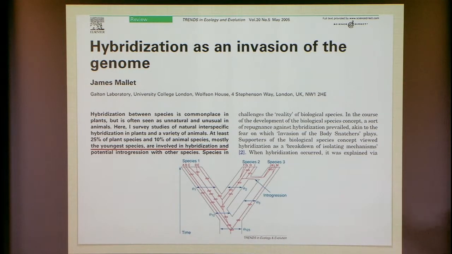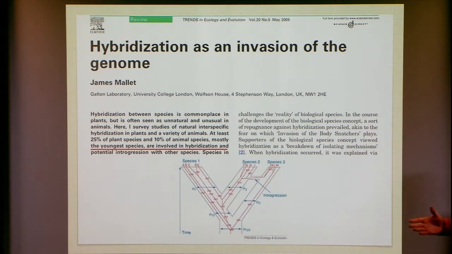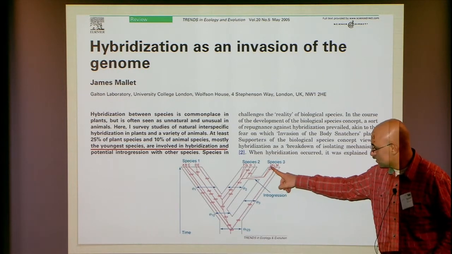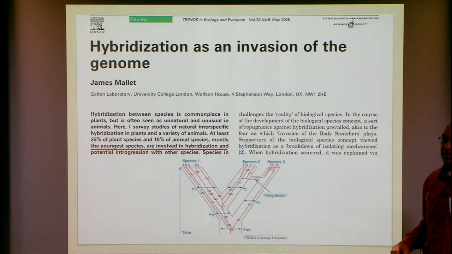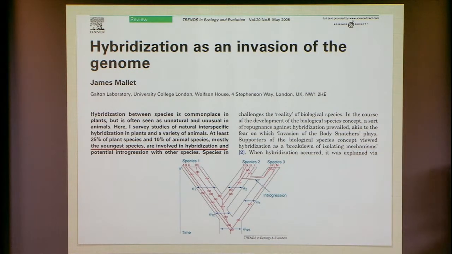And also in this very review by James Mallet, he actually showed a picture of where incomplete lineage sorting can happen. So here looking at multiple individuals or multiple loci from this species, some of them can trace back the hybridization event. Some of them can take the vertical parent in some sense.